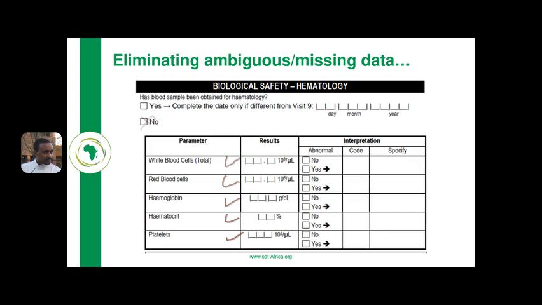Otherwise, if the CRF design doesn't make such distinctions and provide a means to identify blank spaces, at the end of the study we are going to end up with lots of queries, which is going to be difficult to manage.